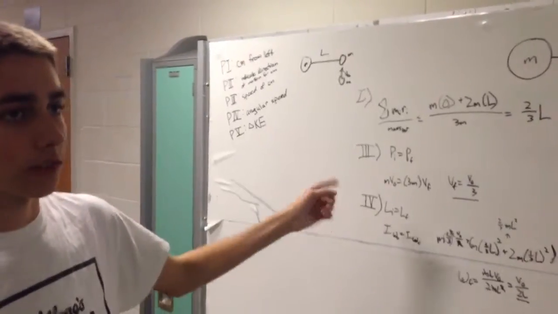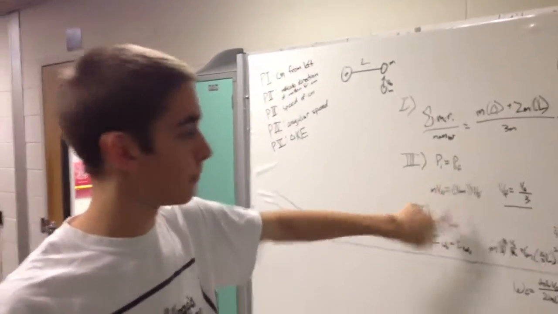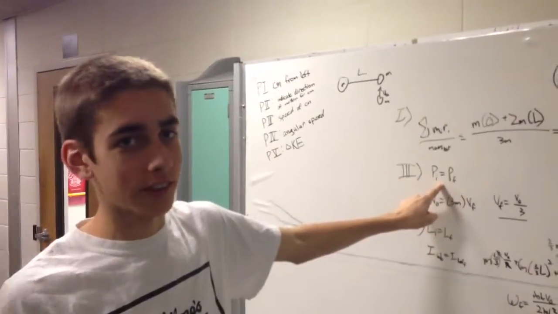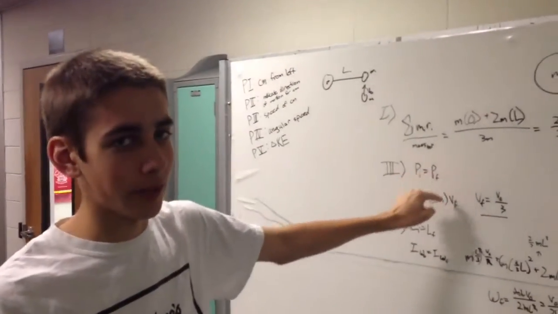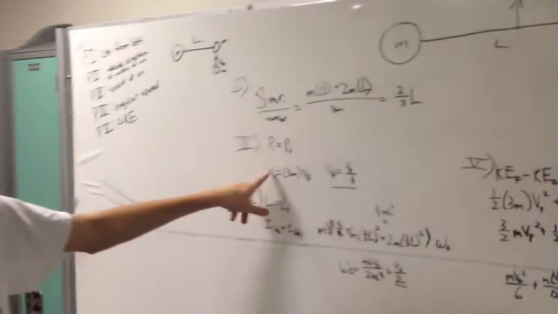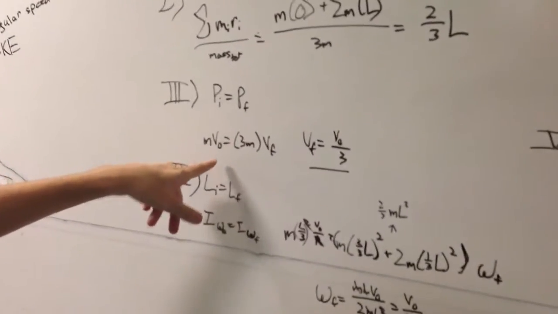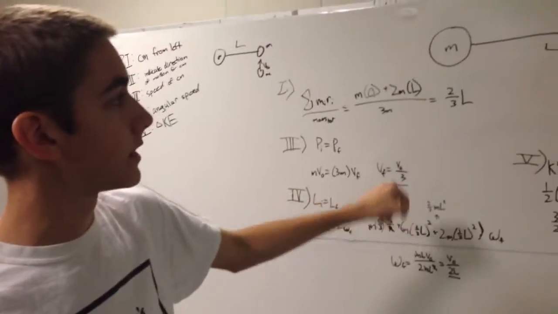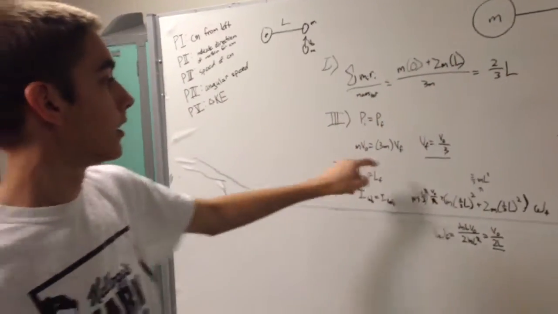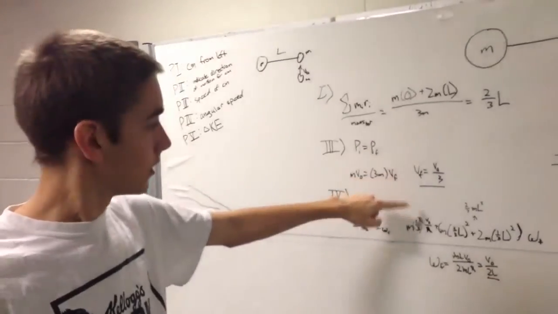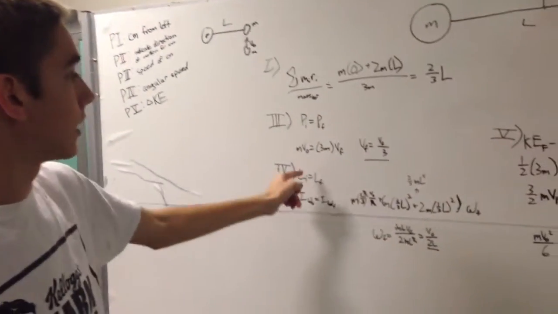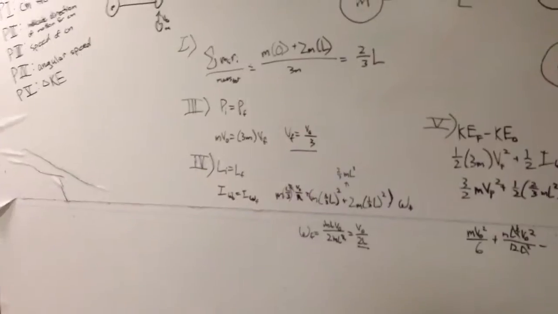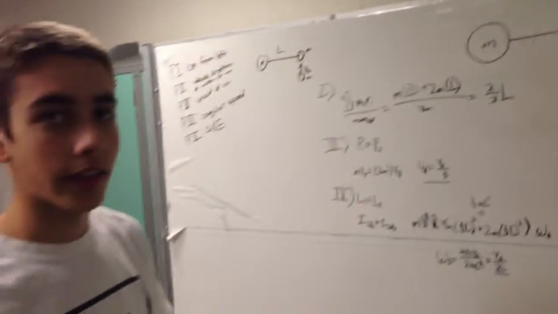Part 3 is to find the speed of the center of mass. To do this, we use conservation of linear momentum. On the AP test, you get a point for this, so make sure to write this, pi equals pf. The initial momentum is the mass of the clay ball times the velocity of the clay ball, which is v sub o. The final momentum is the mass of the system, which is 3m, as stated before, times the final velocity. Just solve for the final velocity. You get v sub o over 3. So the final velocity is 1/3 that of the initial velocity.